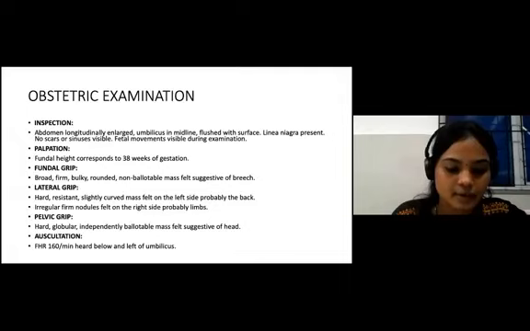Fundal grip: a broad, firm, bulky, rounded, non-ballotable mass felt, suggestive of breech. Lateral grip: a hard, resistant, slightly curved mass felt on the left side, probably the back. Irregular firm nodules felt on the right side, probably limbs. Pelvic grip: a hard, globular, independently ballotable mass felt, suggestive of head. On auscultation, fetal heart rate of 160 per minute, heard below and left of the umbilicus.